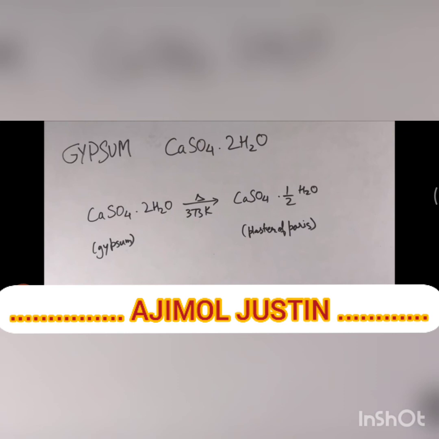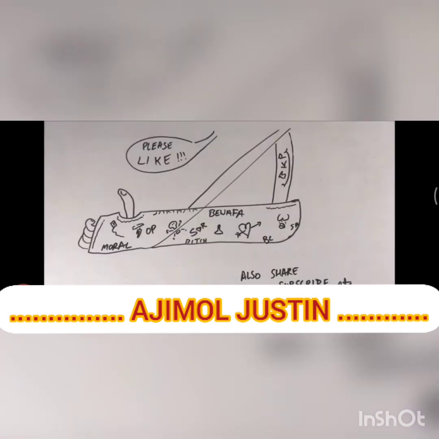Now the last salt is gypsum, whose formula is CaSO4, 2H2O. On heating gypsum at 373 Kelvin, you get CaSO4, half H2O, which is plaster of Paris. And plaster of Paris is used as a treatment for fractured bones, right?